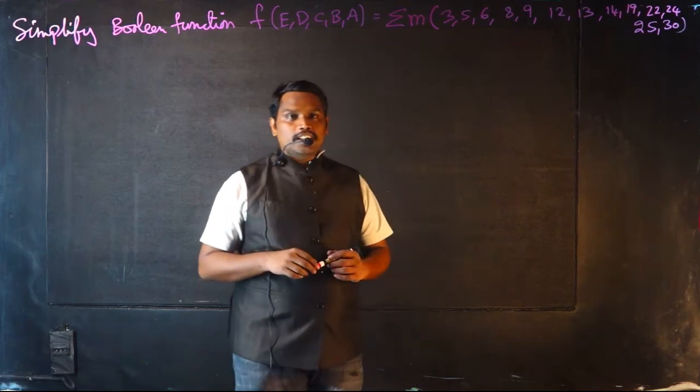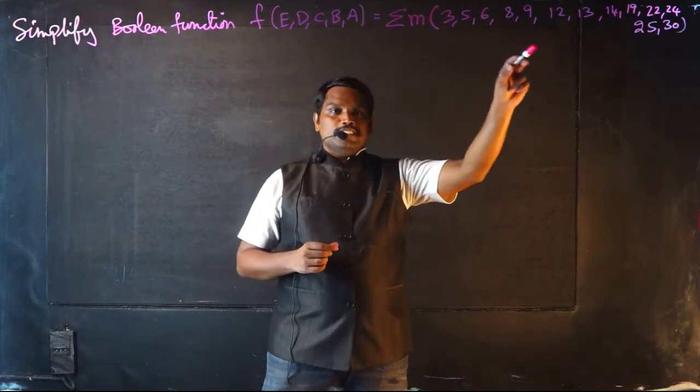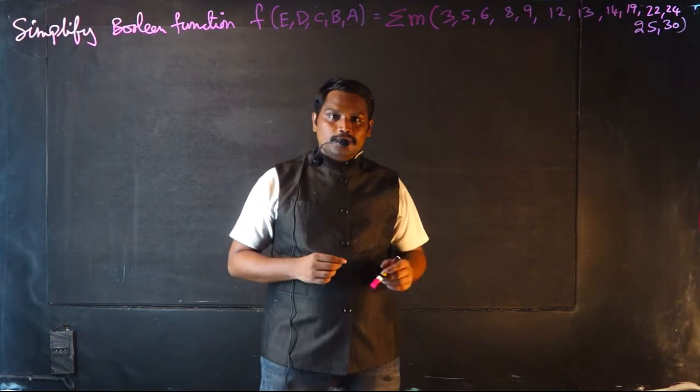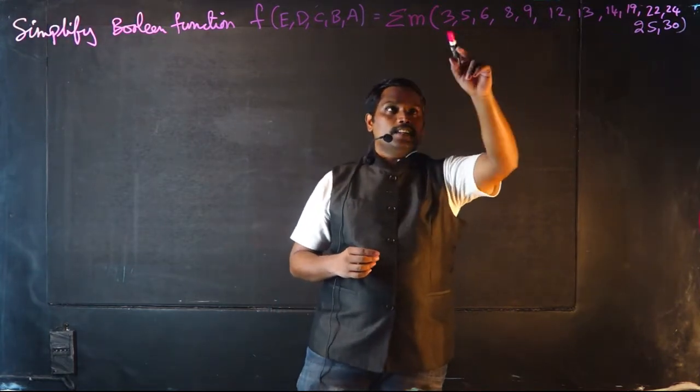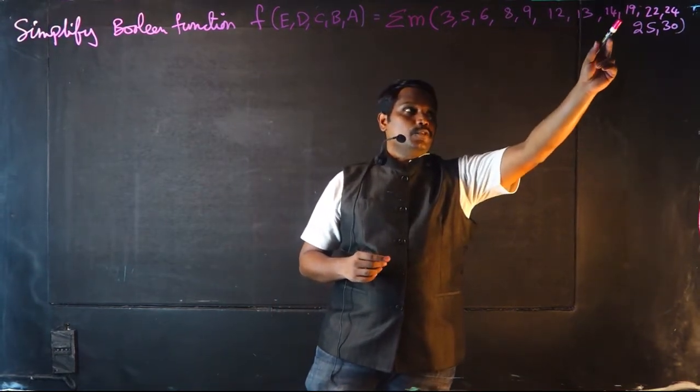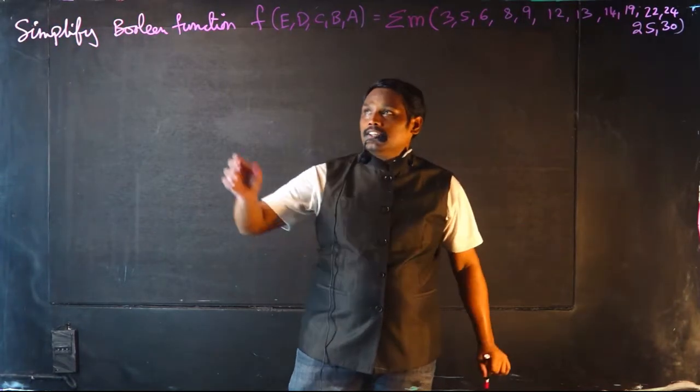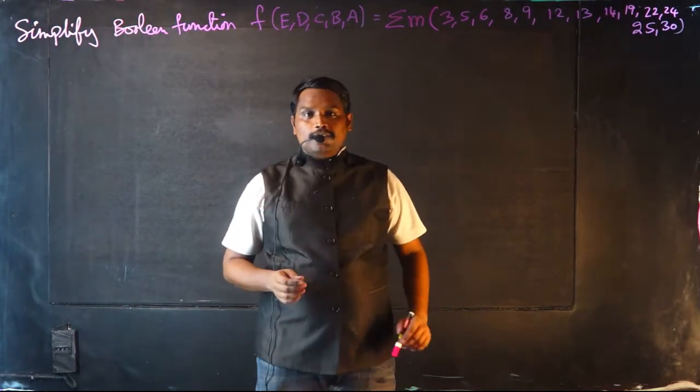Karnaugh map, because you can see here this particular Boolean function is expressed in terms of minterms, right? The minterms that are given are 3, 5, 6, 8, 9, 12, 13, 14, 19, 22, 24, 25, 30. So this is how you're going to have a Boolean function with the minterms.